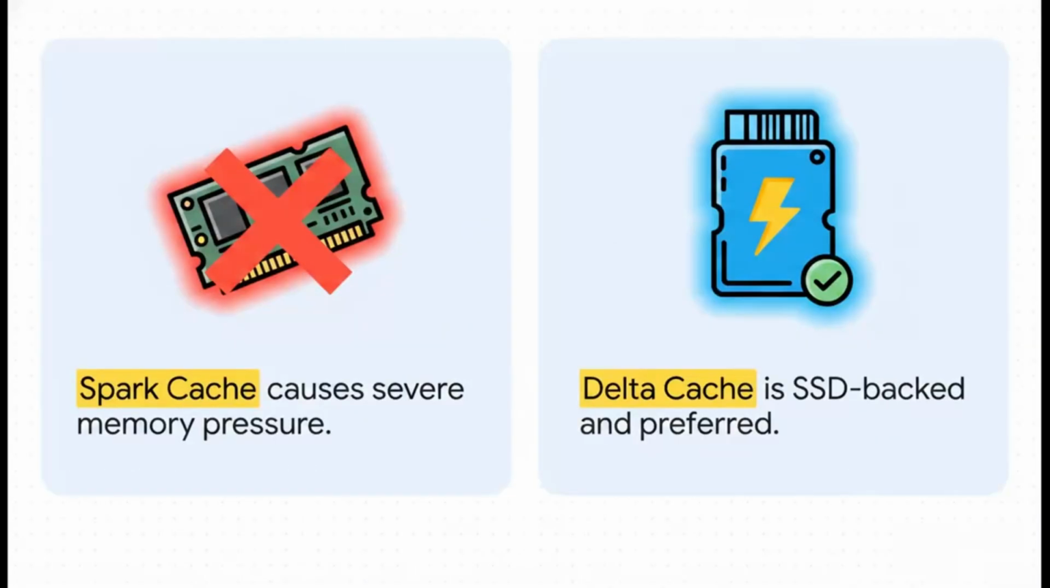A really quick note on smart caching here, because a lot of beginners get this totally wrong. Please do not cache every single data frame. Overcaching causes severe memory pressure, and it leaves you way less room for those necessary shuffle operations we talked about. Instead, you really want to lean on the SSD-backed Delta cache on your worker nodes over the traditional Spark in-memory cache whenever you possibly can.